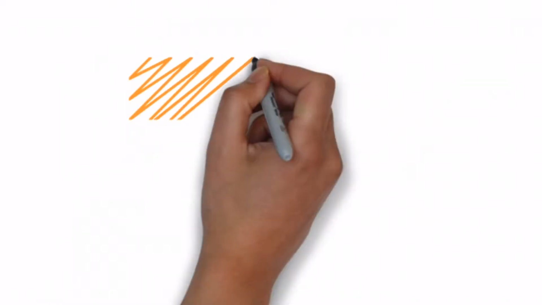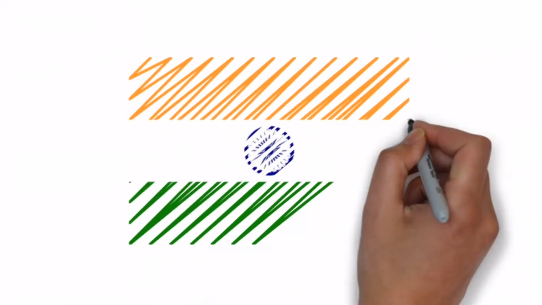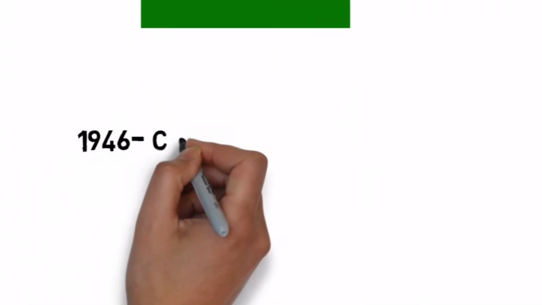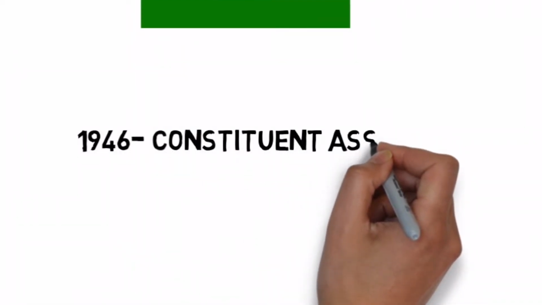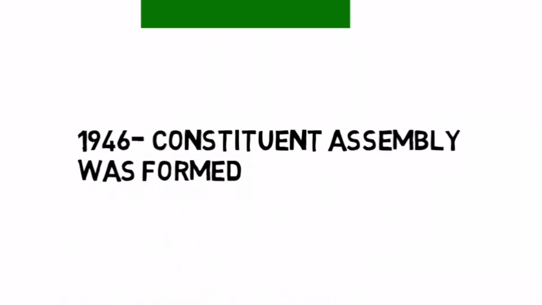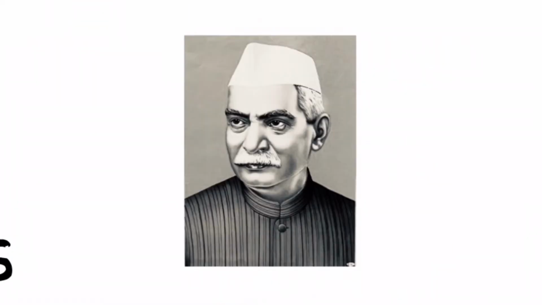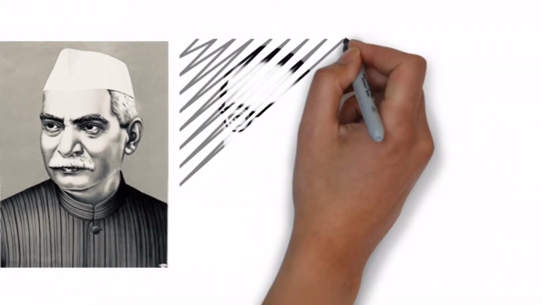Though India gained freedom on 15th August 1947, the Constituent Assembly, which was responsible for framing the Constitution, was formed in 1946 with Dr. Rajendra Prasad as its chairman. Some important members of this group included Dr. B.R. Ambedkar, who was also the chairman of the drafting committee, Sarojini Naidu, Sardar Vallabhbhai Patel, and Maulana Azad.